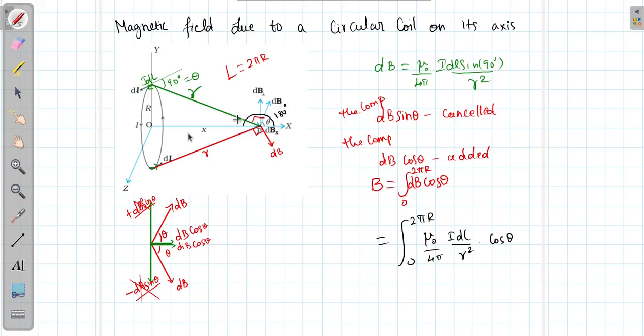Suppose if I take this as phi, then phi plus 90 plus theta equal to 180. Is it right? Theta plus 90, so the remaining is phi. The entire angle is 180.